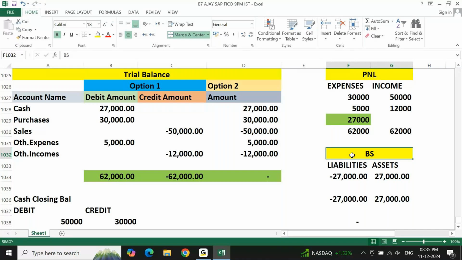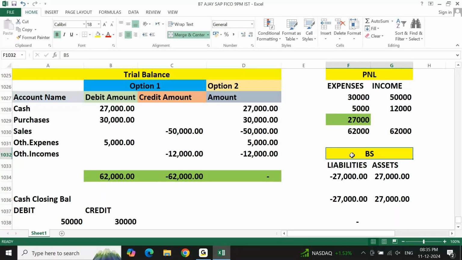Now, is the requirement simple or complicated? Only four accounting entries? Simple. Only accounting entries, debit, credit, everything we know. We know how to prepare a journal entry. We know how to make a TB. We know how to make a P&L. We know how to make a balance sheet.